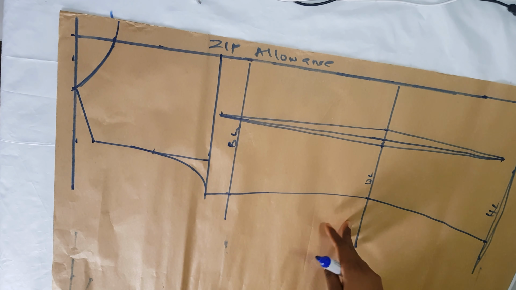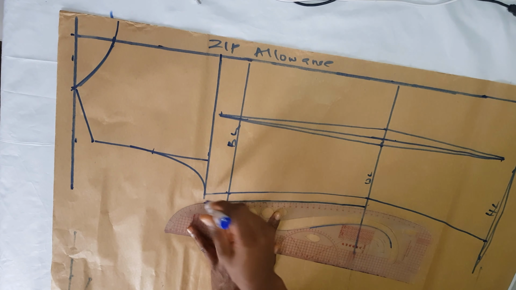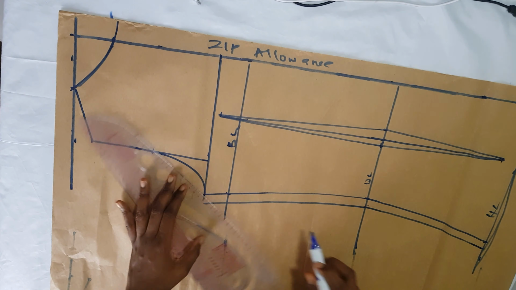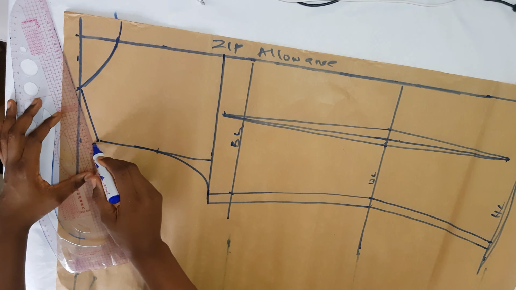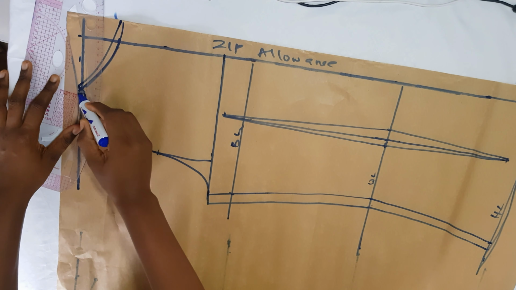All right, so as you can see, your back bodice is ready. All you have to do right now is to add your allowance, or you can choose to add your allowance when drafting it on your main fabric. Anyhow, just don't forget to add your allowance.